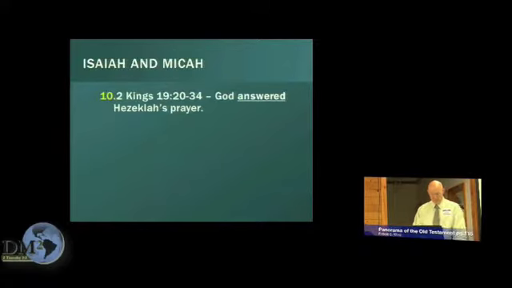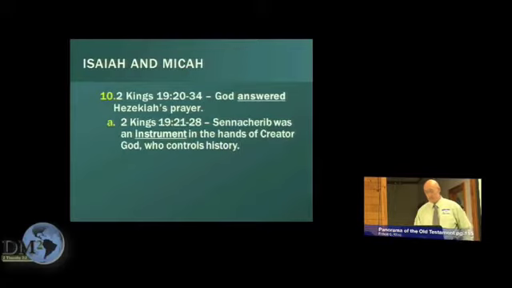So in verse 21, this is the word that the Lord has spoken against him. She has despised you and mocked you, the virgin daughter of Zion. She has shaken her head behind you, the daughter of Jerusalem, whom you have reproached and blasphemed. And against whom have you raised your voice and haughtily lifted up your eyes? Who have you done this to? In other words, against the Holy One of Israel. So Sennacherib, an instrument in the hands of the Creator, God, who controls history, he is working something here through Sennacherib.